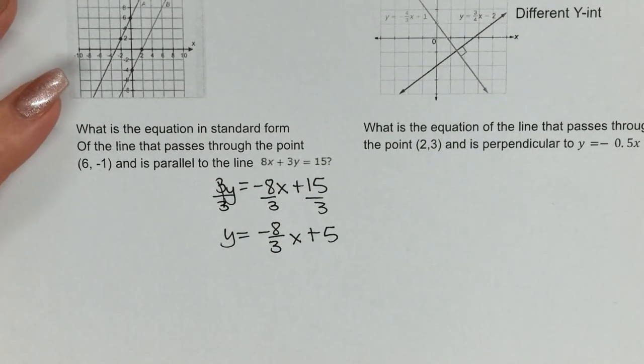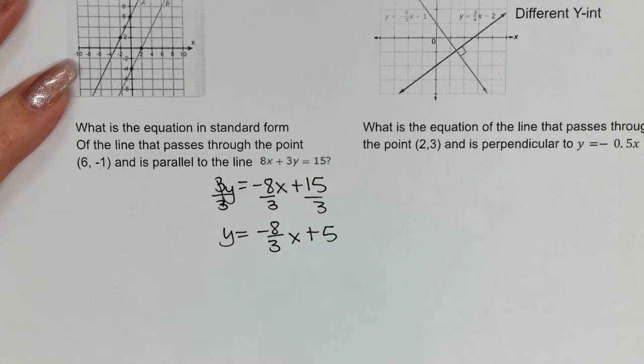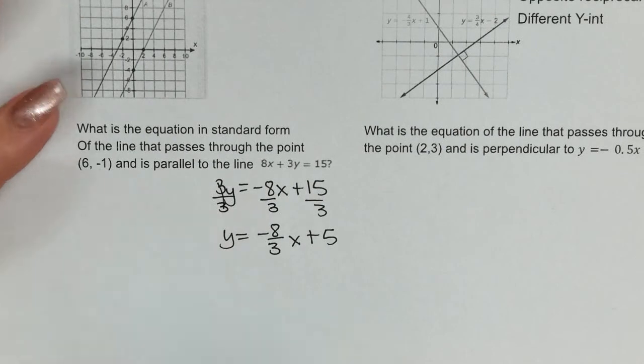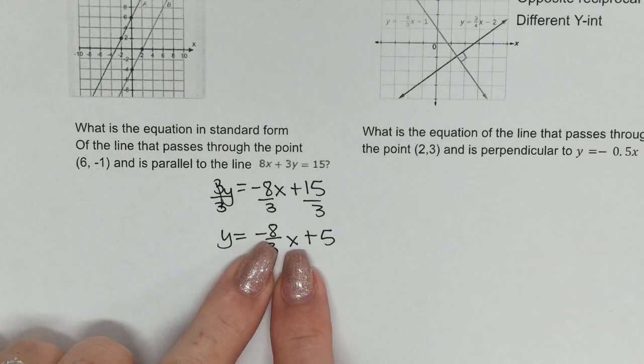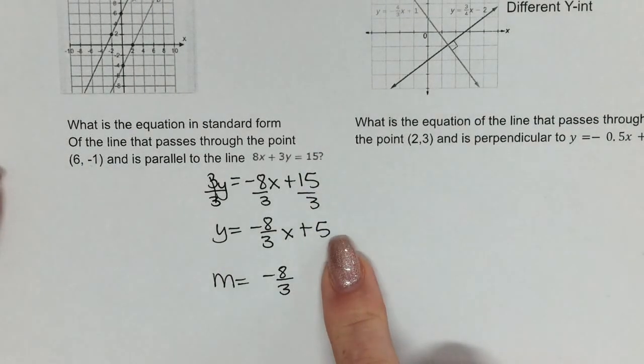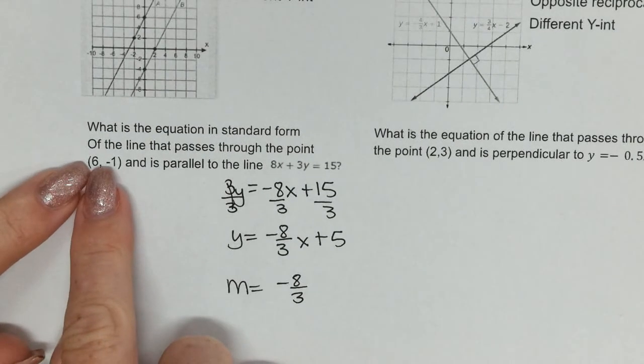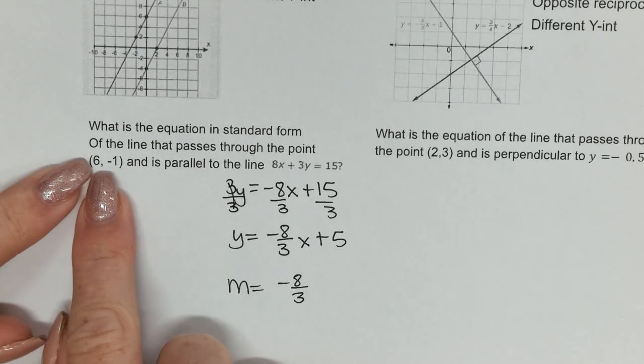I have solved nothing. All I did was rearrange this equation so that I could identify the slope. I know that parallel lines have the same slope. They're wanting me to come up with an equation of a line that's parallel to this. So if it's parallel, then what's my slope going to be? Negative 8/3. But will my y-intercept be the same? No, because that means it would be the exact same line. And it's not the same line. It's a parallel line. But it passes through 6, negative 1.